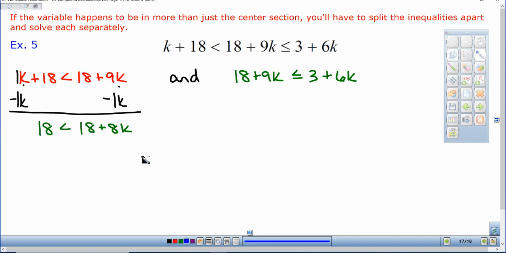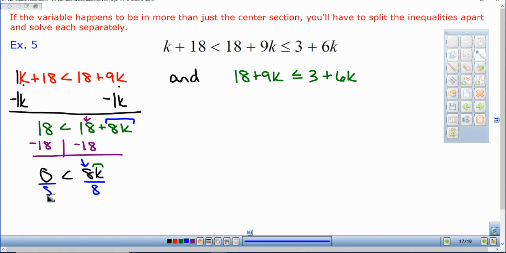My next step is to get the variable term by itself. So I want to get rid of this 18, and I will do that by subtracting 18. I do it to both sides to preserve the relationship. We get 0 is less than 8k. Last step is to get the k by itself, which means I need to get rid of the 8. So I'm going to divide by 8 and then read it like a book, and I will get 0 is less than k.